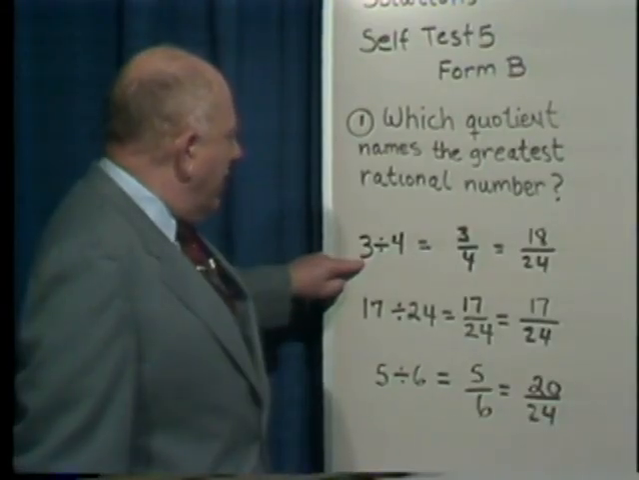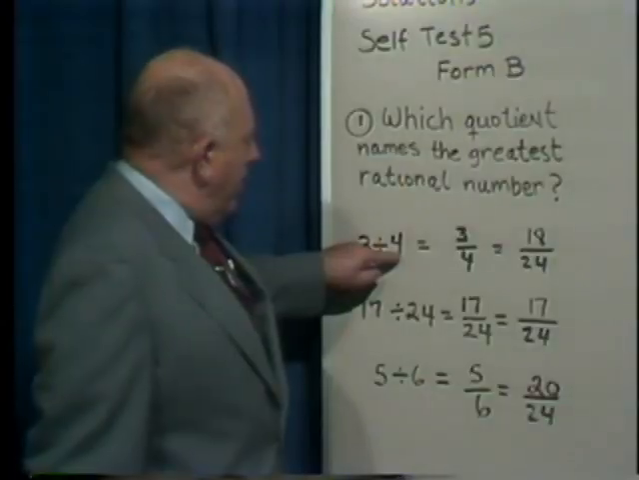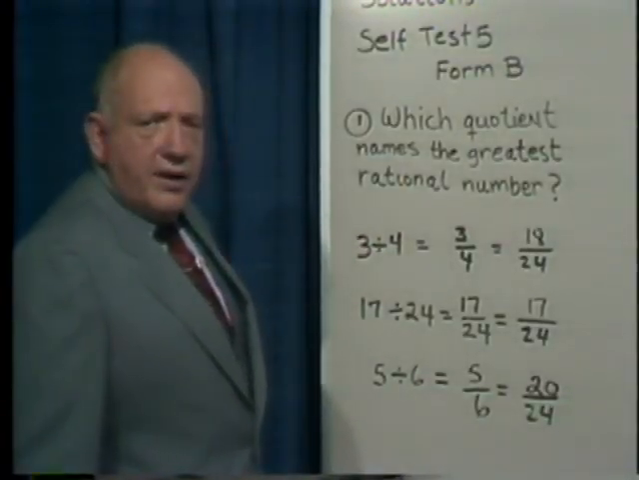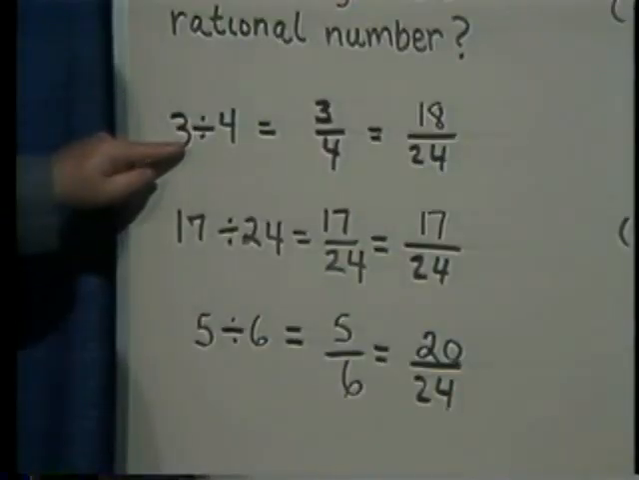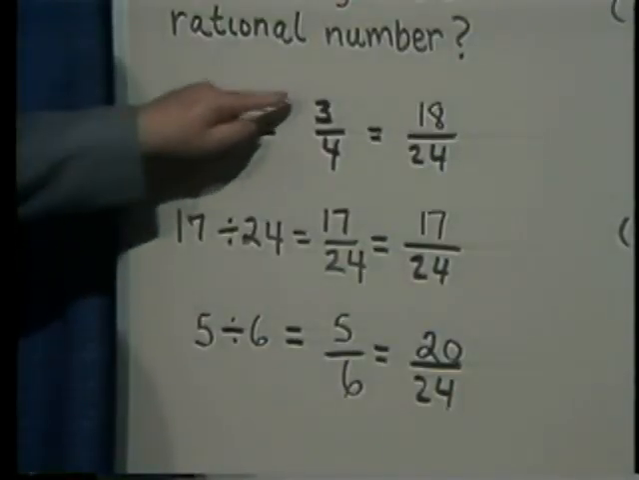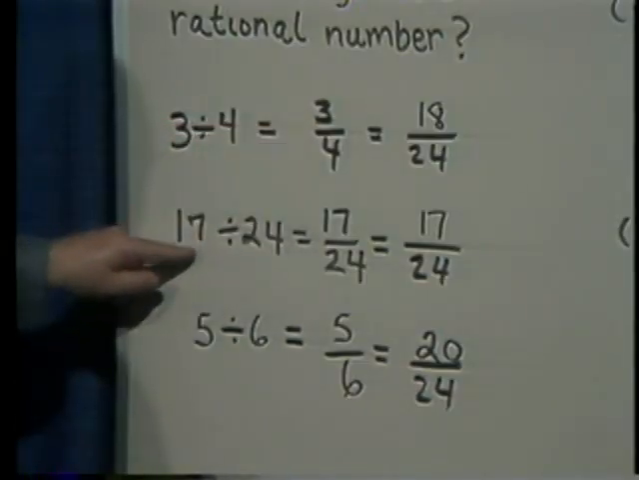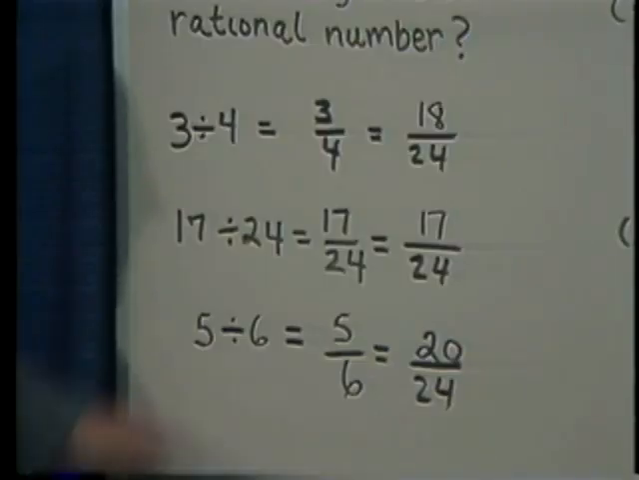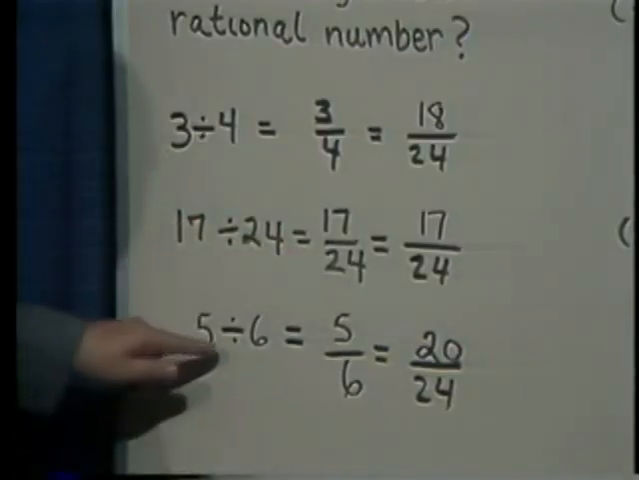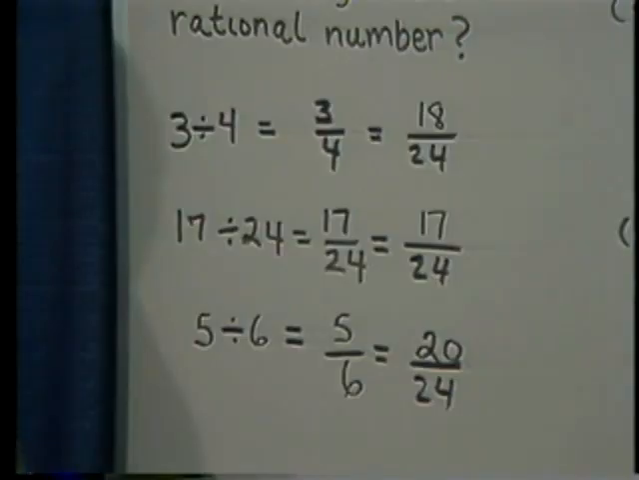becomes the numerator, and the divisor becomes the denominator. In other words, we read this as what? 3/4. 3 over 4. See, 3 divided by 4 is 3/4. 17 divided by 24, that's 17/24. And 5 divided by 6, that's 5/6.